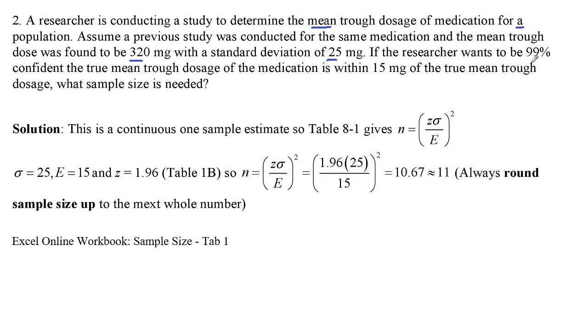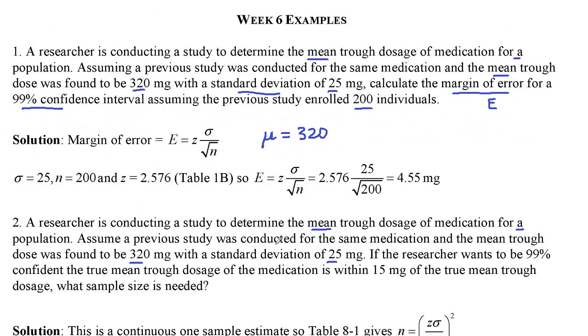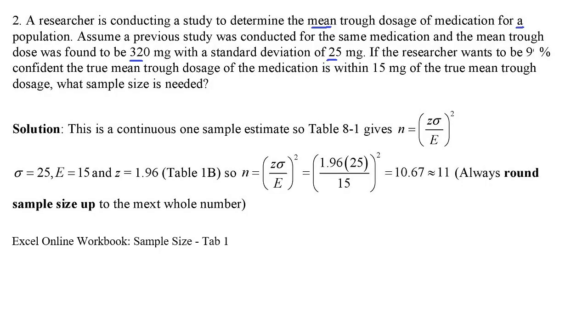Researcher wants to be, let's see, 99. We want 95% confident there. Sorry about that. So we actually want 95% confident that the true mean dosage is within 15 milligrams. What sample size is needed?